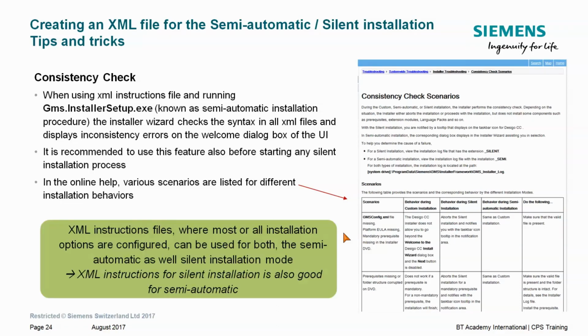So the XML instructions file, where most or all installation options are configured, can be used for both the semi-automatic as well as the silent installation mode. But because the XML instructions file for silent installation needs more precise configuration, of course those files can also be used very well for semi-automatic installation. So basically, if you fulfill the requirements for silent installation, those files are very good also for semi-automatic installation.